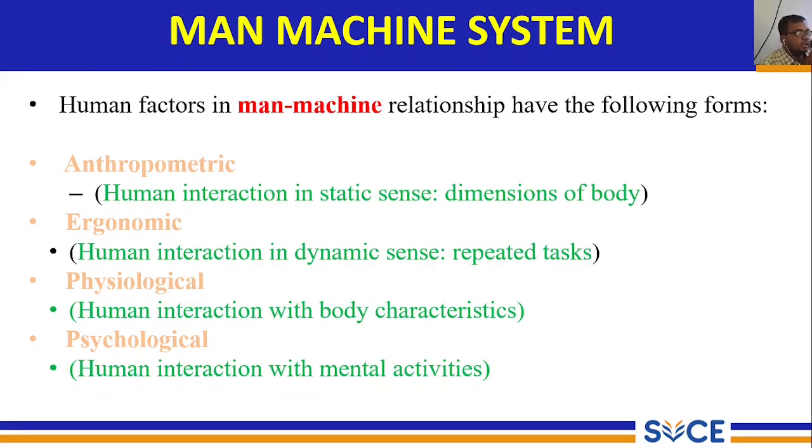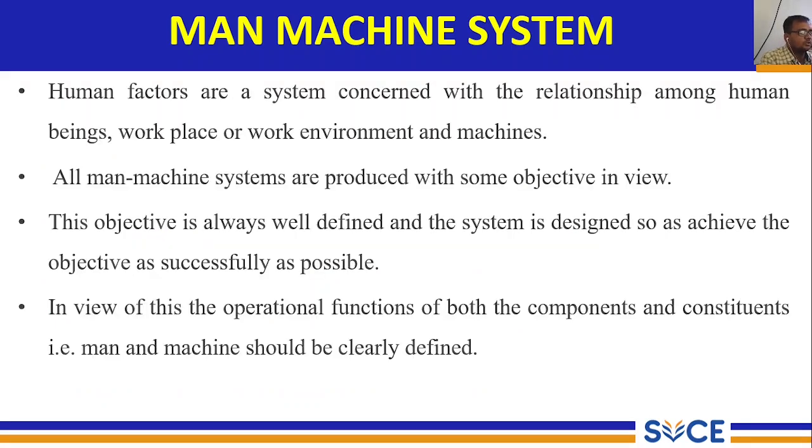So the next one is the man-machine system. A man-machine system is an interface between man and a machine. The various forms can be anthropometric, where human interaction is in a static sense, and ergonomic, human interaction in a dynamic sense. Physiological and psychological factors are also taken into account. It is the relationship among the human beings, the workplace or work environment, and the machine. All these man-machine systems are created to have some common objective. This objective is usually well defined, and the system is designed so that the operational functions of both the components are very clearly defined and properly discussed with the employees.